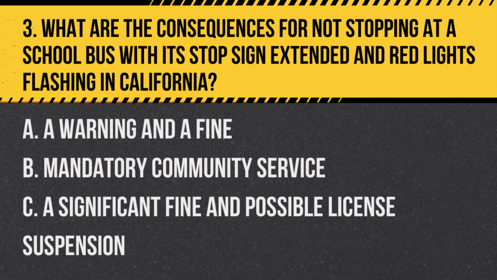Question 3. What are the consequences for not stopping at a school bus with its stop sign extended and red lights flashing in California? A. A warning and a fine. B. Mandatory community service. C. A significant fine and possible license suspension.